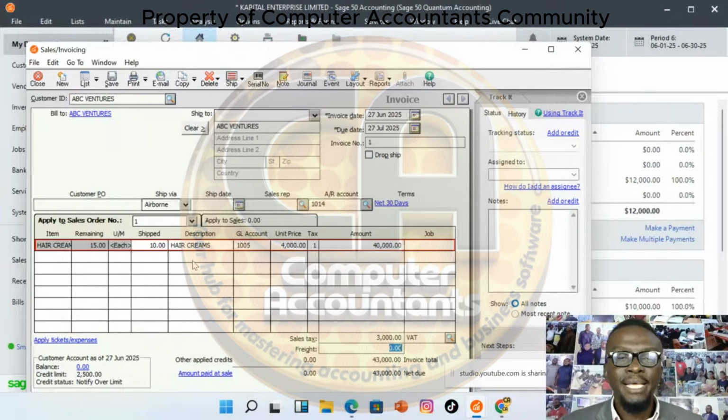Some of us, by the time you start posting, you will realize that this column, this GL account, will not be there for you, okay? You can see that my own is here because I have gone to open it, okay?